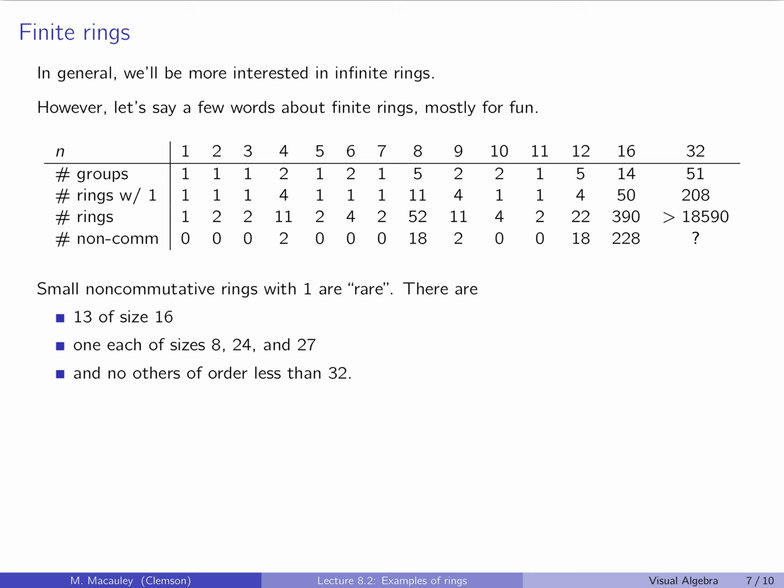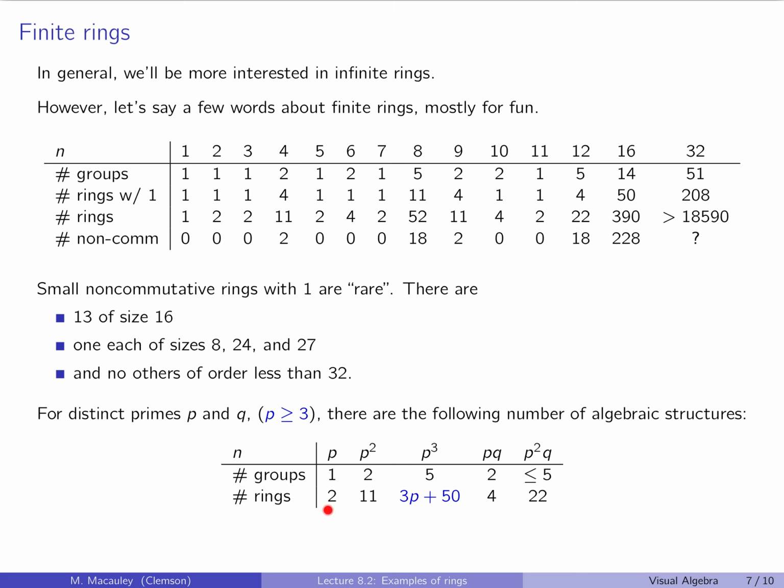Here's something else that I want to show you, mostly for amusement purposes. For distinct primes P and Q, assuming P is at least 3, here's how many algebraic structures there are. So for groups and rings. So there's one group of order P, that's cyclic, and there's 2 rings of order P. There's Z_P with a multiplicative structure, which is a finite field. And then there's the ring where multiplication is trivial. Product of any 2 things is 0.